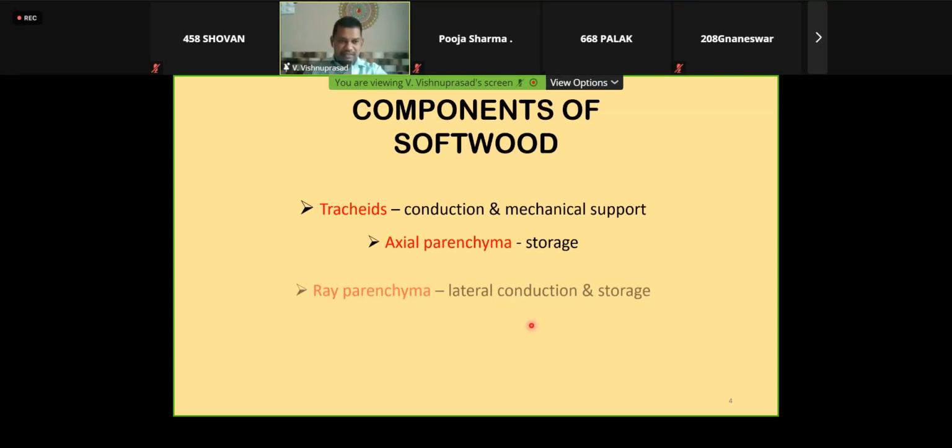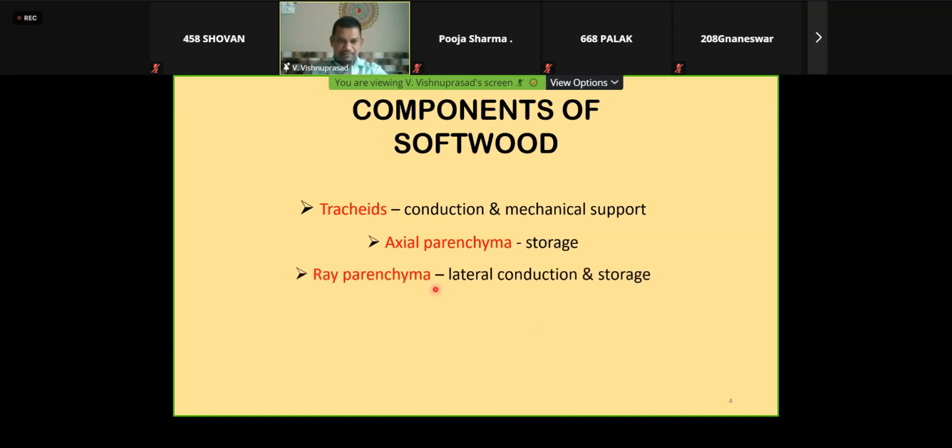If a wood appears like this in a cross section, a circular one, in the center is the pith. From the pith, the conduction of wood material also should happen towards the periphery. That's called lateral conduction. So the ray parenchyma cells are arranged in such a manner that they run from the pith to the periphery. So they are involved in lateral conduction.